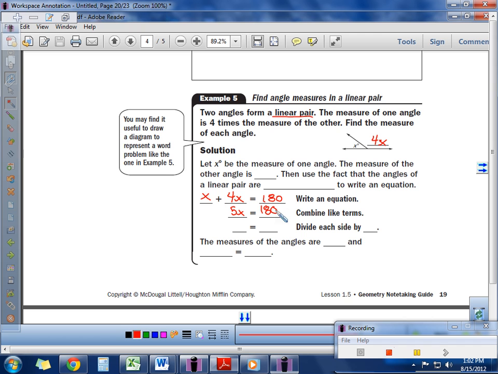What do we get when we type that in? 36. Does that answer the question? Find the measure of each angle. It answers one of them. One of them is going to be 36 degrees. To find the other, substitute in and you get, use your calculator, 144 degrees. Those are your 2 angle measures.